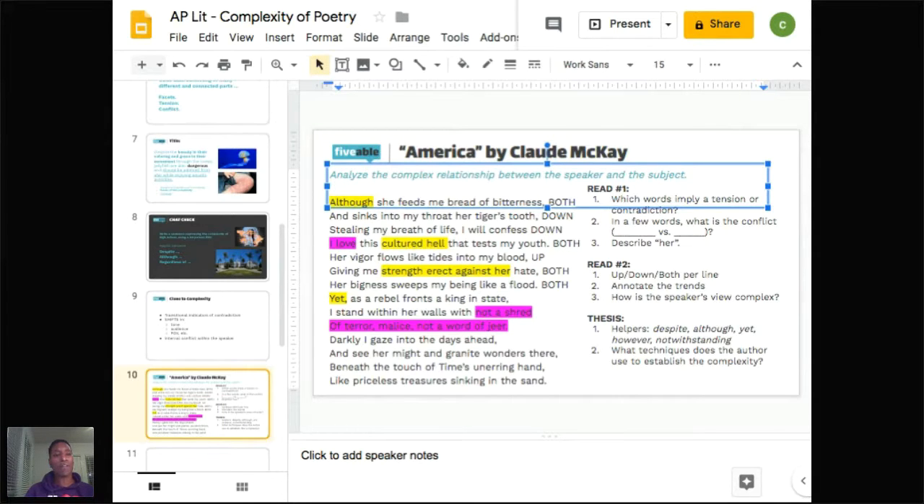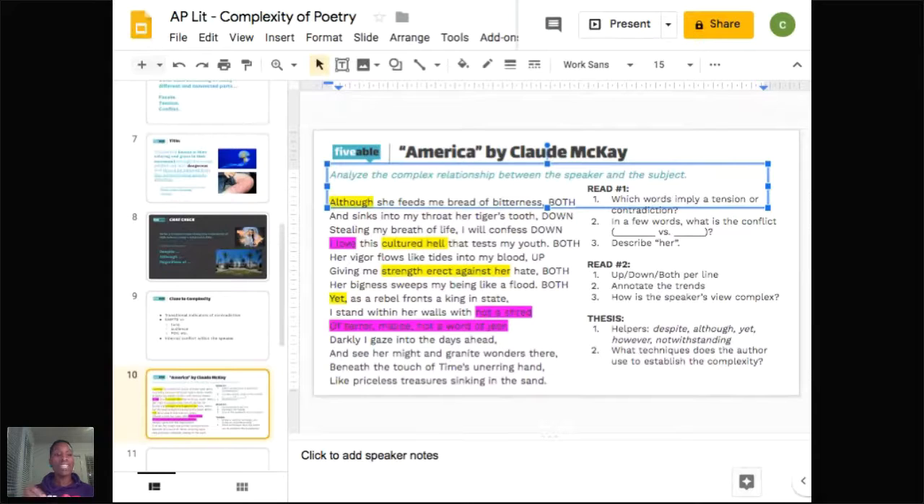We haven't talked a lot about describing the speaker. We know that America is being portrayed as destructive, as nurturing, but also hateful, as negative, right? America is the king, not even has one, but is one. So America's in charge of this speaker, sweeping him and strengthening him and invigorating him, but also consistently sinking her teeth into his throat and stealing his breath.